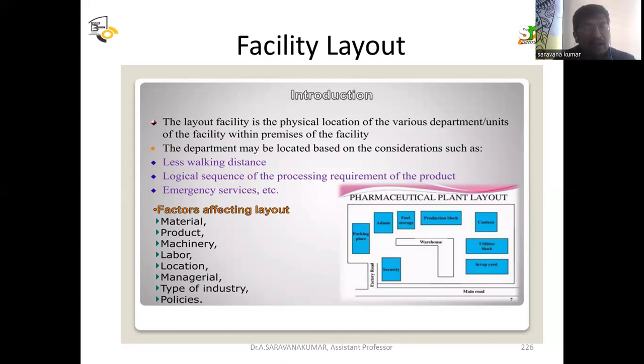Factors affecting layout: material, product, machinery, labor, location, manager, type of industry, and policies. You can see the diagram, it will be easy to understand. Where is the parking area, where is the workspace, and everything. It's a factory, pharmaceutical plant layout. Where the scrap will be stored, and everything you have to design in that layout.